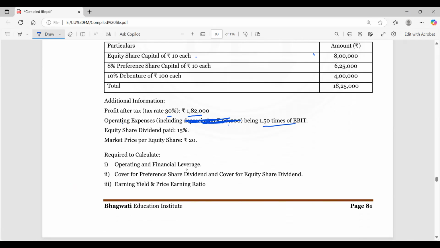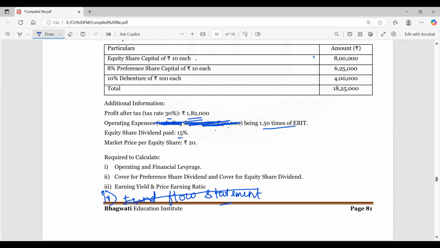Actually, there was a fourth requirement in the question which was relating to fund flow statement. For doing this fourth requirement, they gave depreciation. But now you don't have this fourth requirement, so ignore depreciation. So operating expenses is 1.5 times of EBIT. Clear? Any doubt?